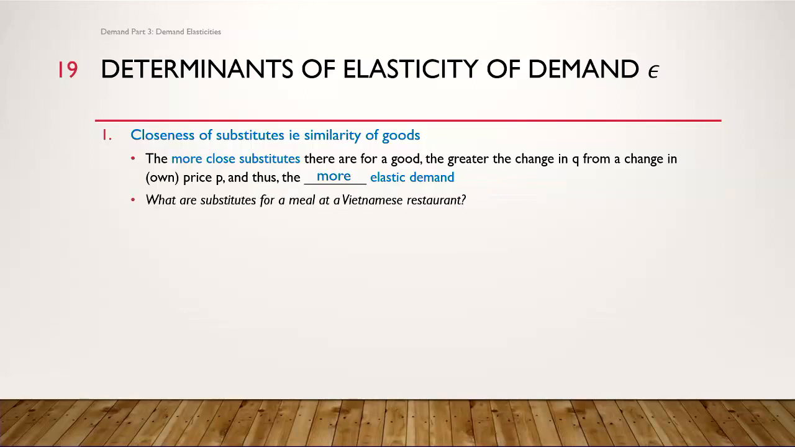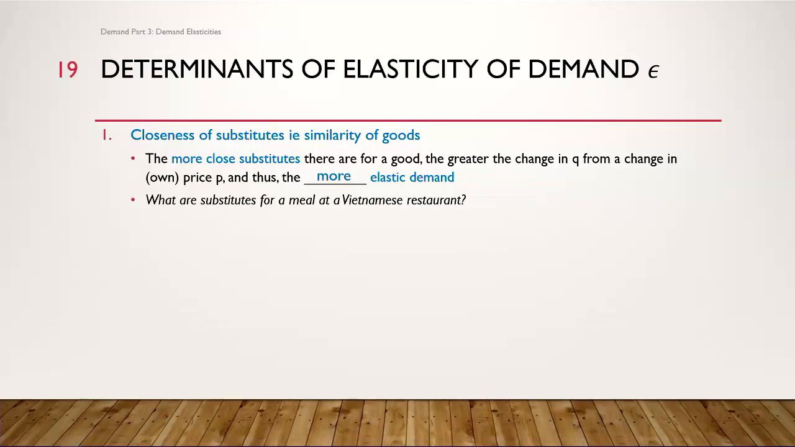And therefore revenues go up. So, for example, what are substitutes for a meal at a Vietnamese restaurant? You can go to lots of Vietnamese restaurants in Melbourne, so there's lots of close competitors. You can go to any Vietnamese restaurant. And not only that, if you think other Asian foods are close substitutes, rather than saying I want to go out for Vietnamese, you might be just as happy to go out for a Thai meal, or Chinese, or Indonesian, or Malaysian.